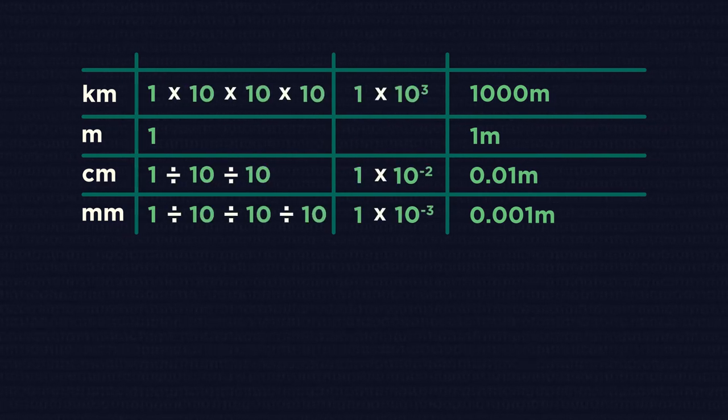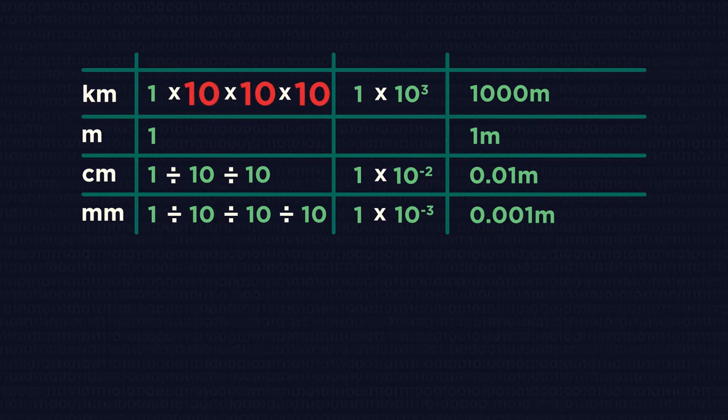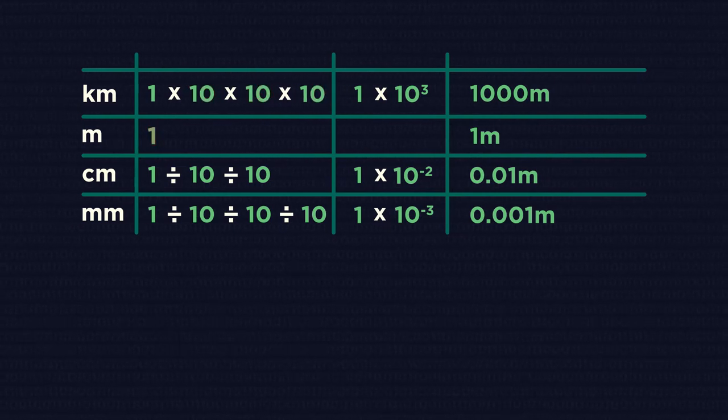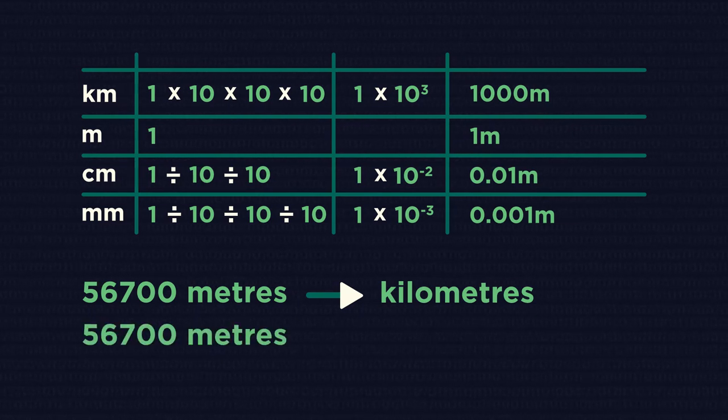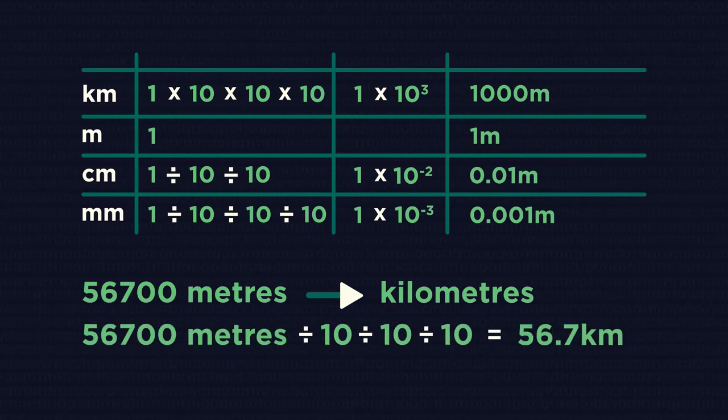We consider the meter to be our base unit, linking in other magnitudes by shifting powers of 10. For example, 1 kilometer is 3 powers of 10 larger than 1 meter. Therefore, to change from meters to kilometers, we need to divide the meter value by 10 three times.